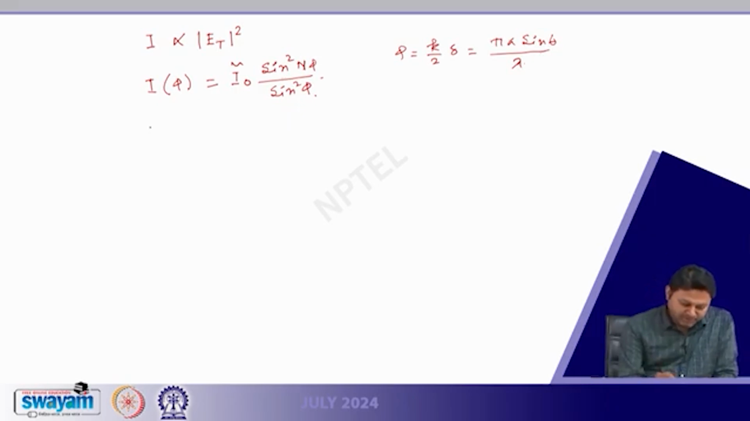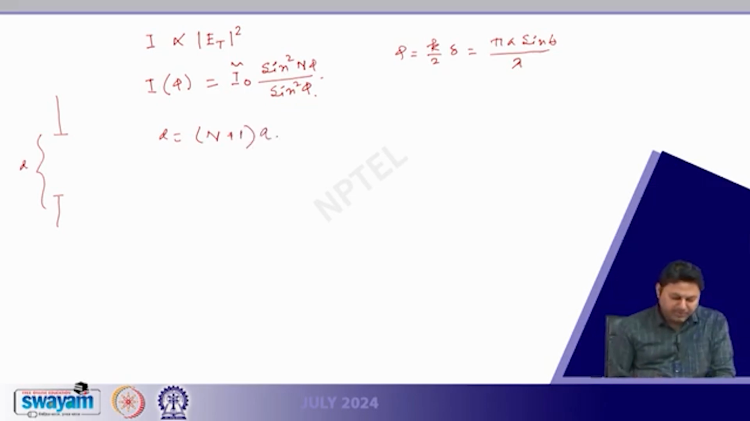Also, if the width of the aperture is d, then d is equivalent to n plus 1 times a. If n is the number of linear oscillators and a is the separation between two consecutive linear oscillators, then that is the relationship between d and a, and that is constant.